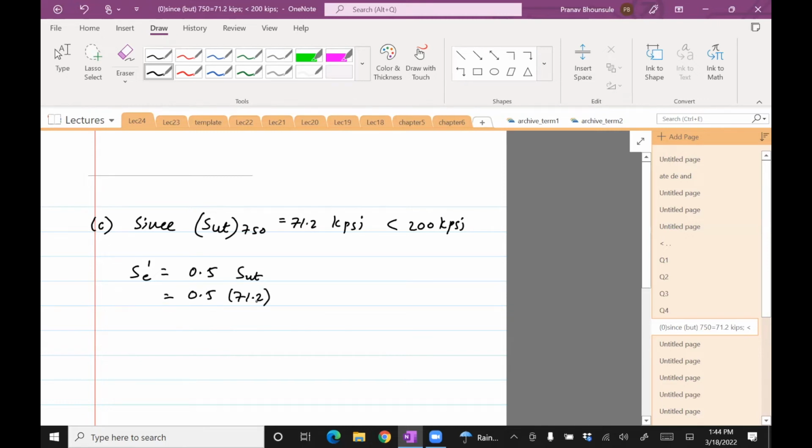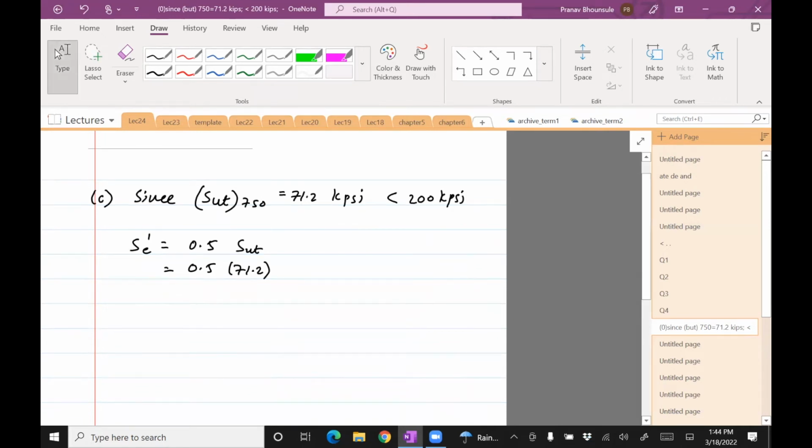Which is 35.6. By the way, I should just write it as this. Let me write it as SE prime. Everything we're computing here is at 750. SUT at 750. SE prime at 750 is half of 71.2, which is 35.6 kPSI.